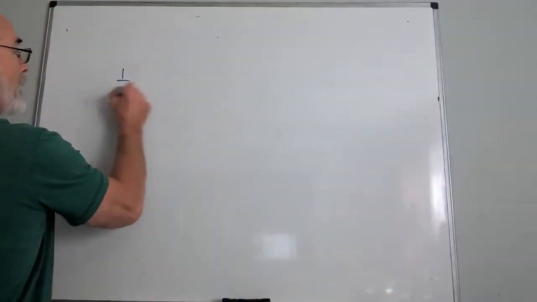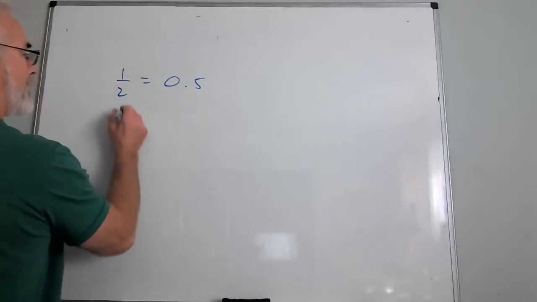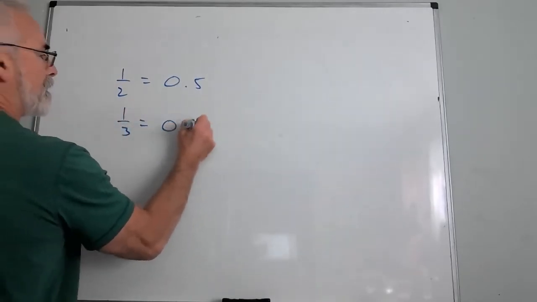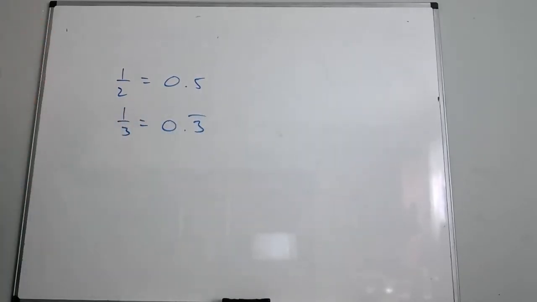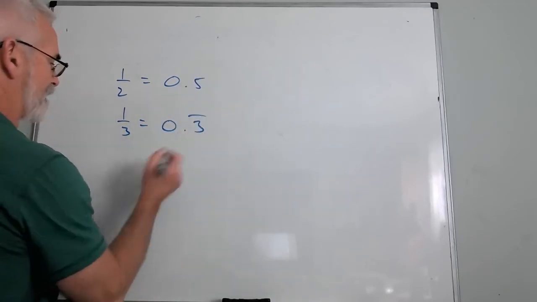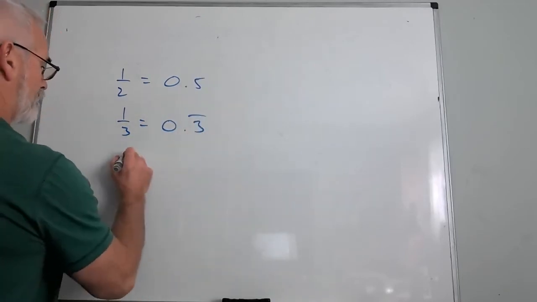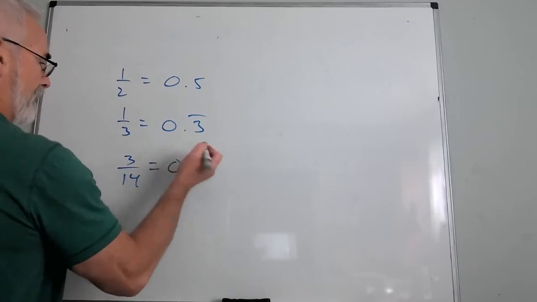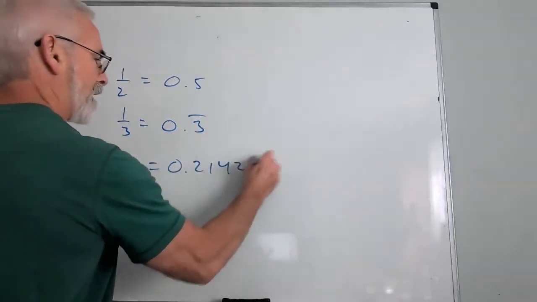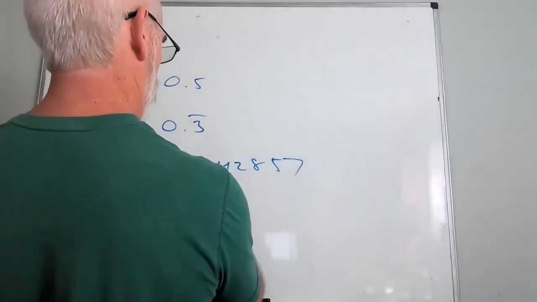So we know 1/2 is 0.5. We know 1/3 is 0.3 repeating. We know stuff like that. What if I have a longer sequence? What if it's like, I don't know, 3/14ths, 2, 1, 4, 2, 8, 5, 7.